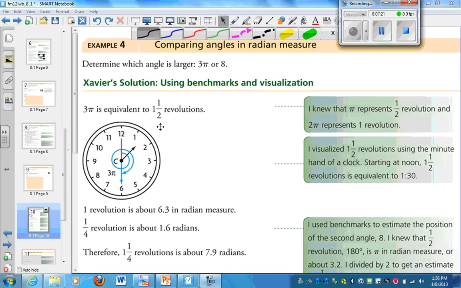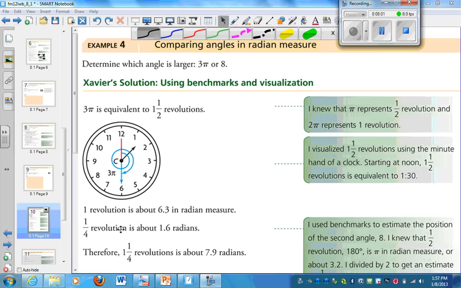I'm going to show you this next one because this is a really neat way to visualize. Determine which is larger, 3 pi radians or 8 radians. So you might say, well, 3 times 3.14, well, that looks like 9, and this is 8. Let's see what happens. Well, 3 pi is equal to 1.5 revolutions because we know 2 pi was twice around. So we started here, we go once around and another half.